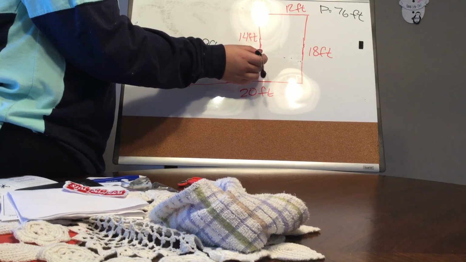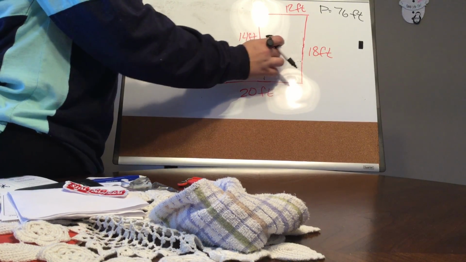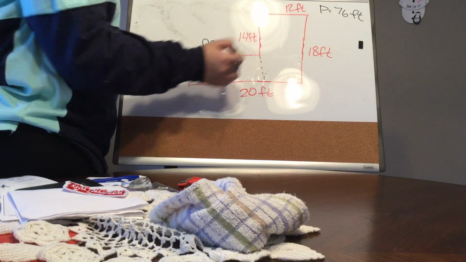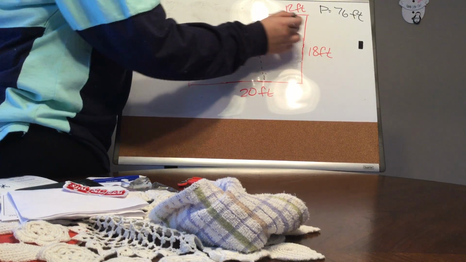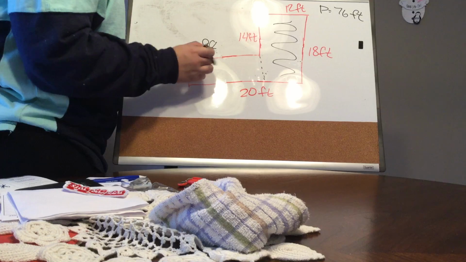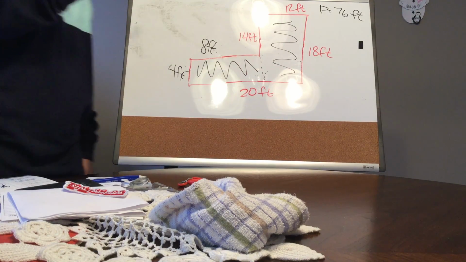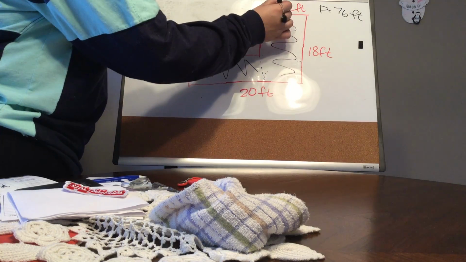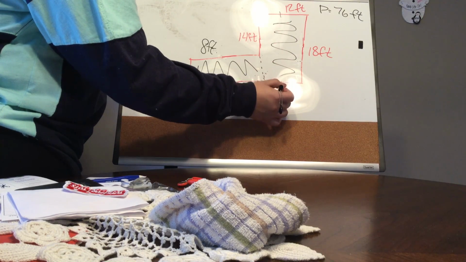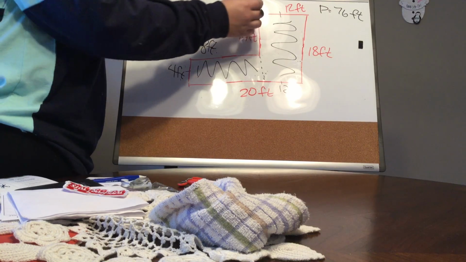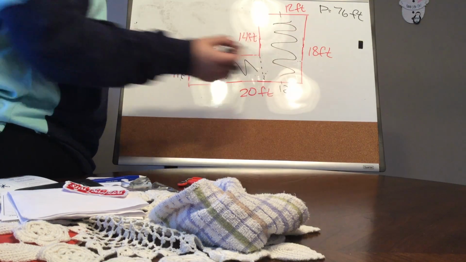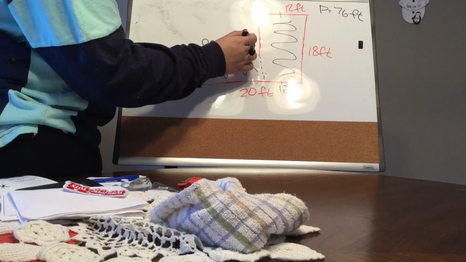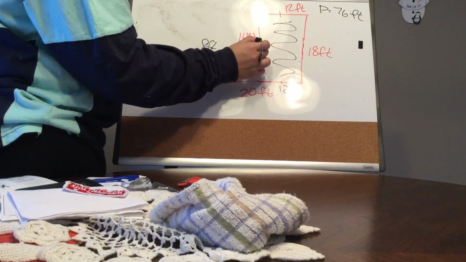So let's divide this into 2 to make this easier. So this is going to be a rectangle, and this is going to be a rectangle. But area is finding the inside of each rectangle. Since this part's 12 up here, this part has to be 12 down here. And this is 18, and that is 18. So I'm going to write that in, 18 feet.